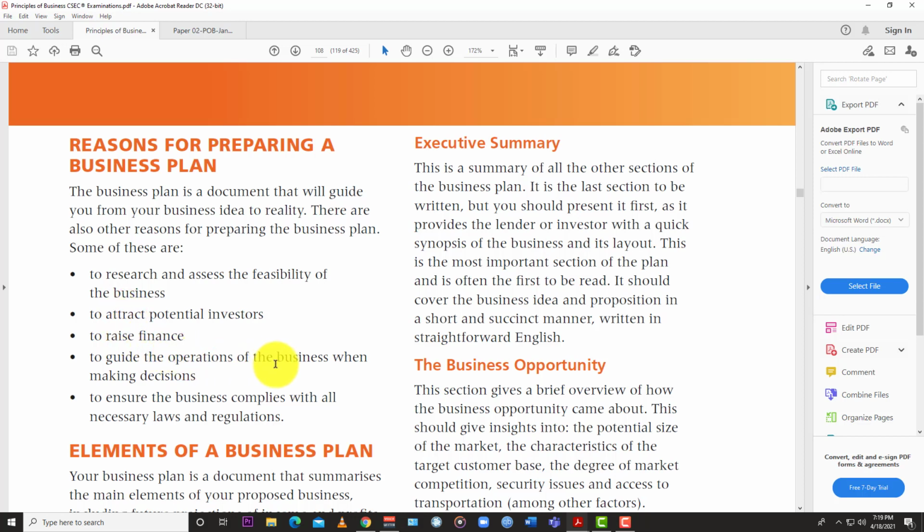Then, to guide the operations of the business when making decisions. So based on your plan, the plan can help you outline where you were and where you want to go, and your end goal. So the business plan can be used as a guide throughout the operation of the business. It's not like after you finish getting the loan or the investment, you show the business plan. No, you can use the business plan as a guide to show the company where to go, or what steps they have to take to achieve certain objectives.